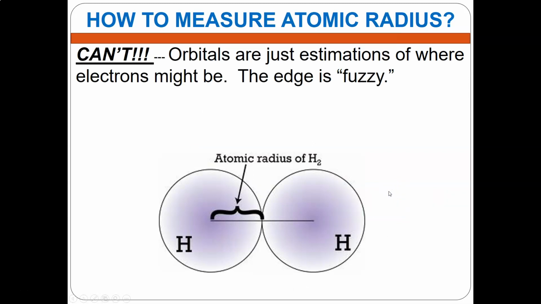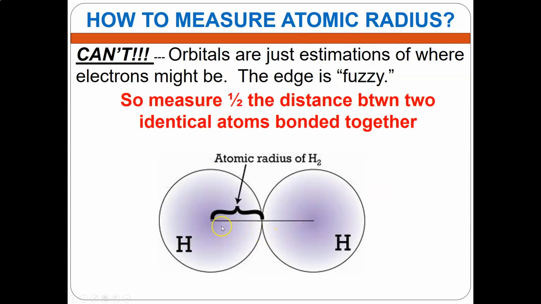So what we end up doing instead is we bond two elements together, and then we measure from one nucleus to the other. And because those are tangible objects, we can easily measure those. We know for sure where those two things are. Then we can just cut that distance in half and we call that the radius.